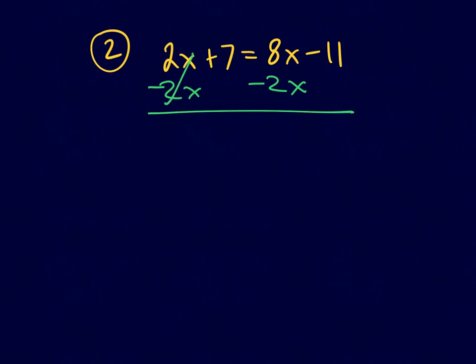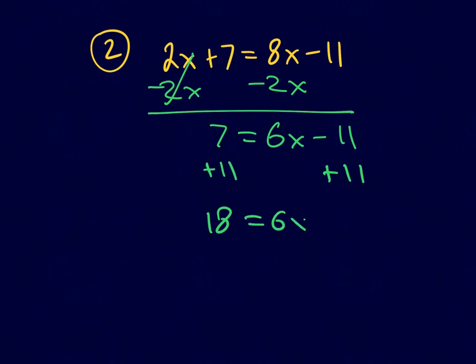So these cancel out. I get 7 equals 6x minus 11. All right, now we're back to where we were in the last problem. I need to get the 6x alone, so I'm going to add 11 to both sides. And I get, what is that, 18 equals 6x. And then I divide by 6 on both sides, because in order to undo 6x, I need to divide by 6. And that's going to get me 18 divided by 6 is 3, so 3 equals x.